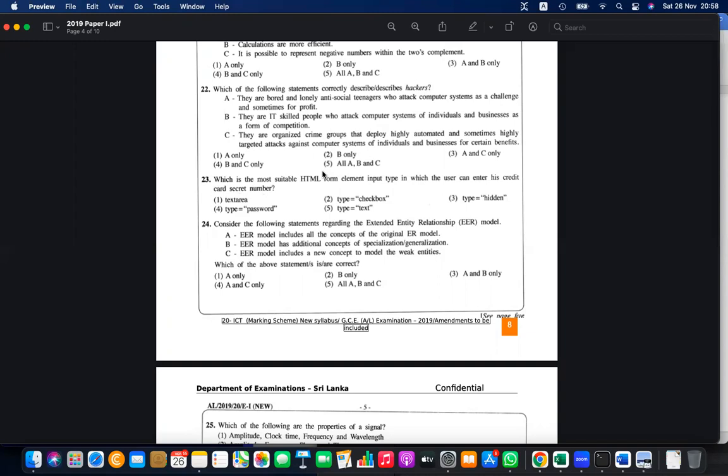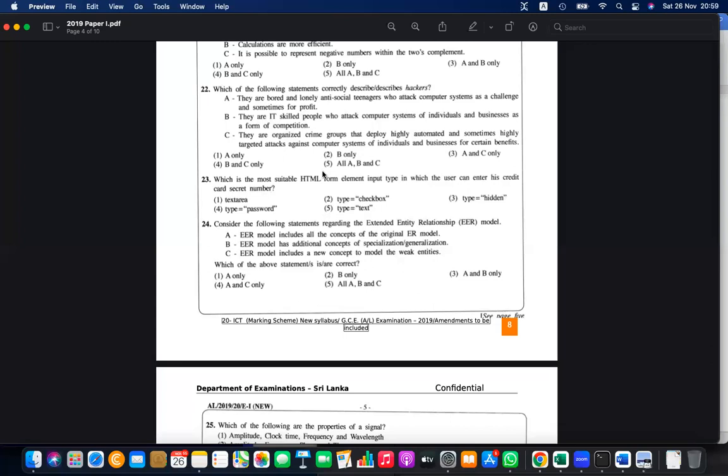So question 23, answer is 4. Consider the following statements regarding extended ER diagrams. Please note that you will not be asked to draw extended EER, but you will be asked to compare, and sometimes they might ask about features related to EER. EER includes all the concepts of the original ER? Very true, yes. EER includes all the concepts of ER.